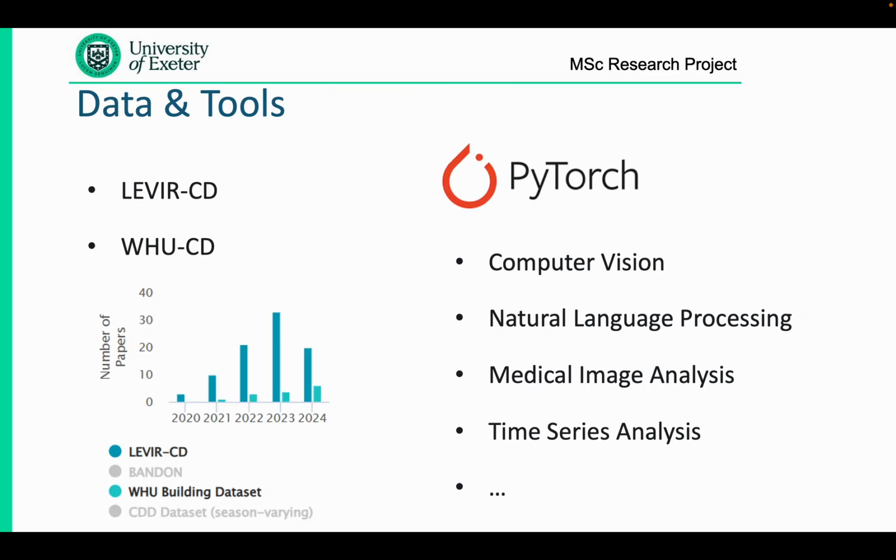For this project, I'm using two main datasets, the LEVIR dataset and the Wuhan dataset. The LEVIR dataset is my primary dataset and is designed for change detection tasks. And the Wuhan dataset will be used later to validate the model on a different dataset. Both of these are widely used, and from the figure we can see that a large number of papers use these two datasets every year.